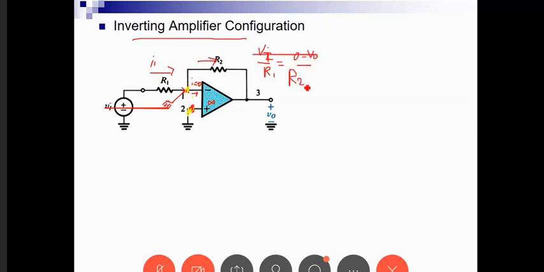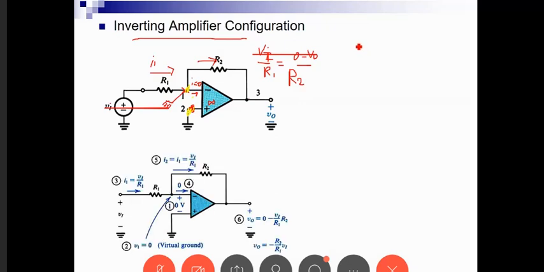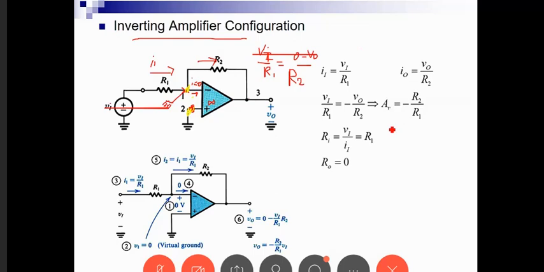So I already established a relation between VO and Vn, right? If we derive this relation, we will find that the gain is equal to minus R2 over R1. Okay? So this is the established relation.